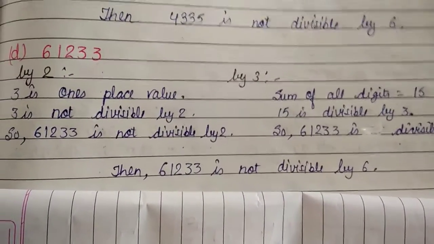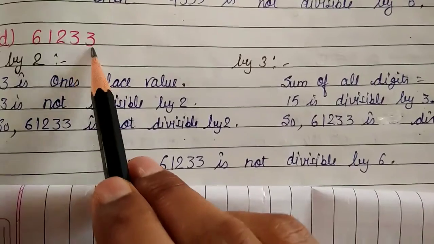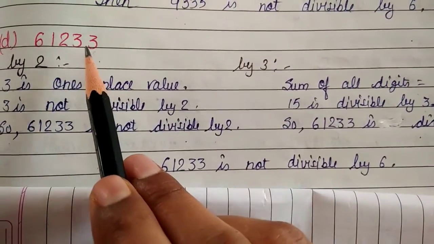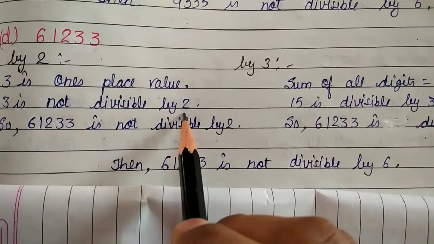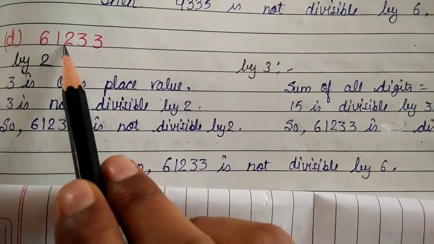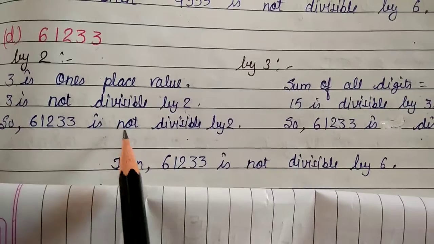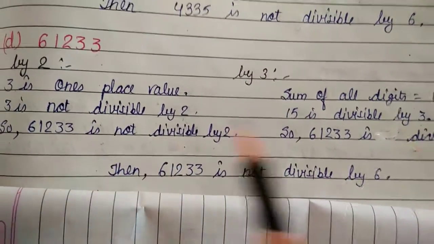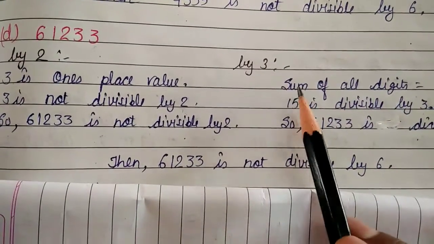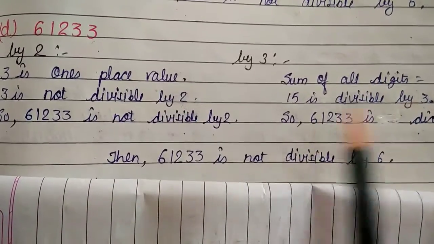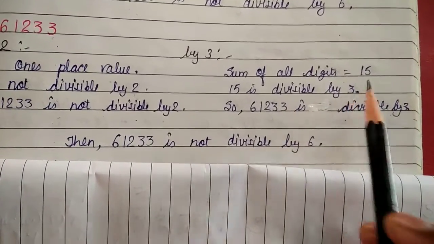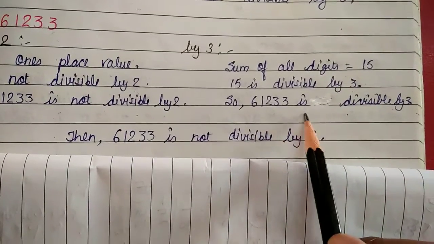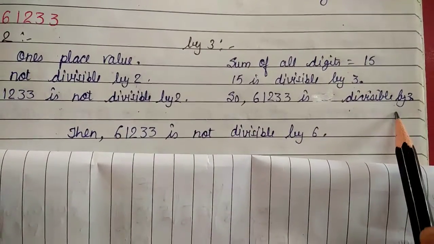Now the D part is 61,233. Here we have the ones place as 3. 3 is not divisible by 2. It means that 61,233 is not divisible by 2. And for the divisibility of 3, when we add all digits of the number, we get 15. And 15 is divisible by 3. It means that 61,233 is divisible by 3.